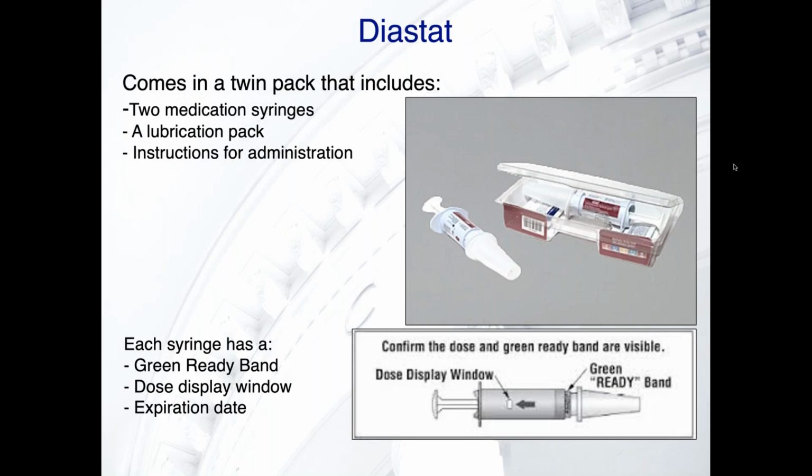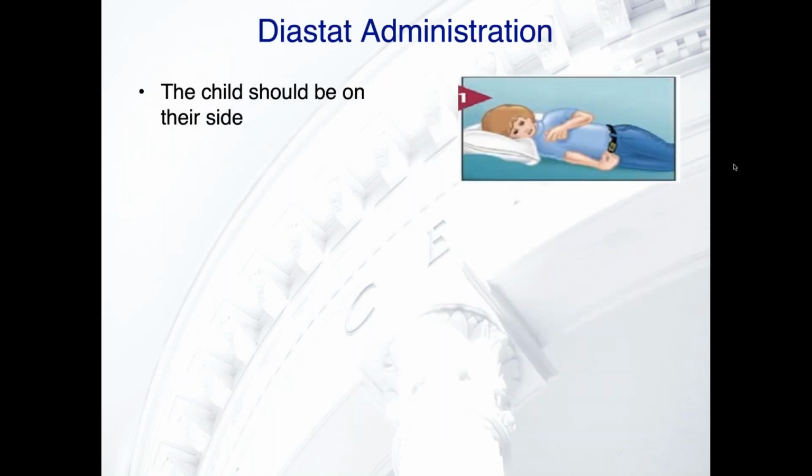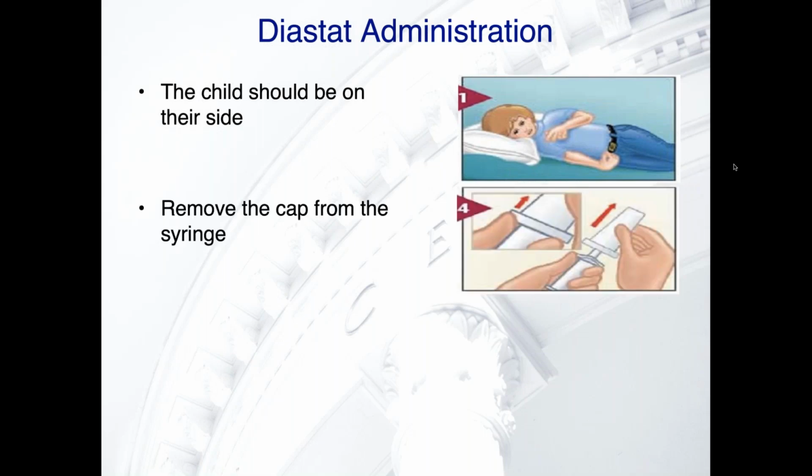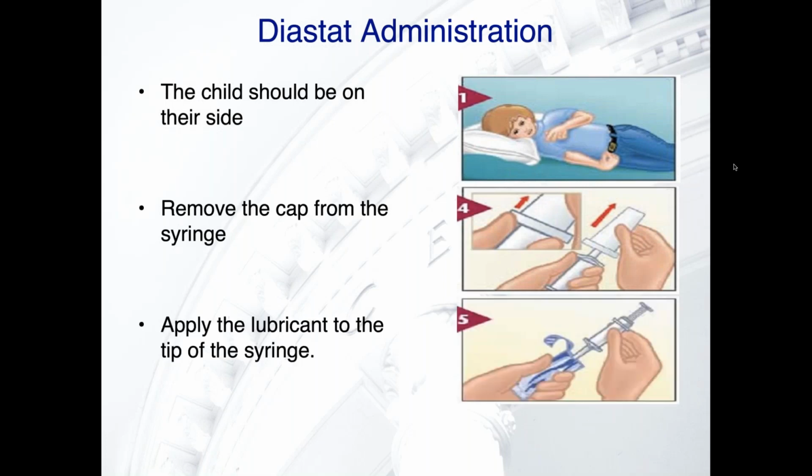In order to give Diastat, you place the child on their side, and anybody, when they're having a seizure, you want to place them on their side. That helps to prevent them from smothering. That helps to prevent them from choking on any excessive saliva or vomit that might occur during the seizure. You want to remove the cap from the device, and you want to apply the lubricant to the device.